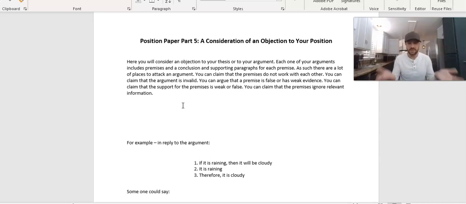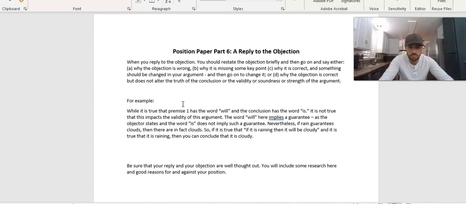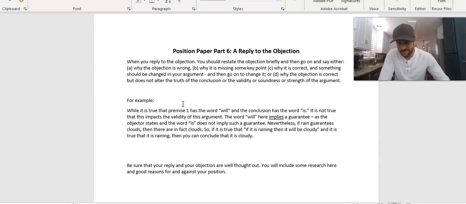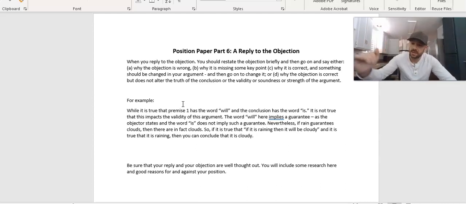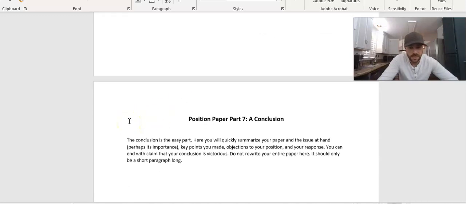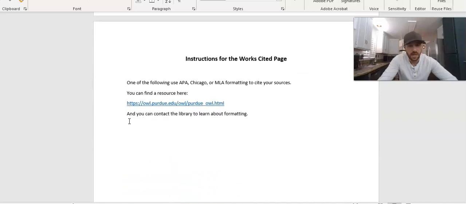But after you're done with that, wherever that happens to land within the structure of your paper, you'll have to then reply to that objection. This reply does not have to be in standard form. It doesn't have to analyze the premises, but if you want to do that, more power to you. The clearer it is, the better it's going to be for you. But if you just wanted to give a paragraph reply to this, that would be fine. And then after that, you just have to do your conclusion, and you're good to go, except for the works cited page.